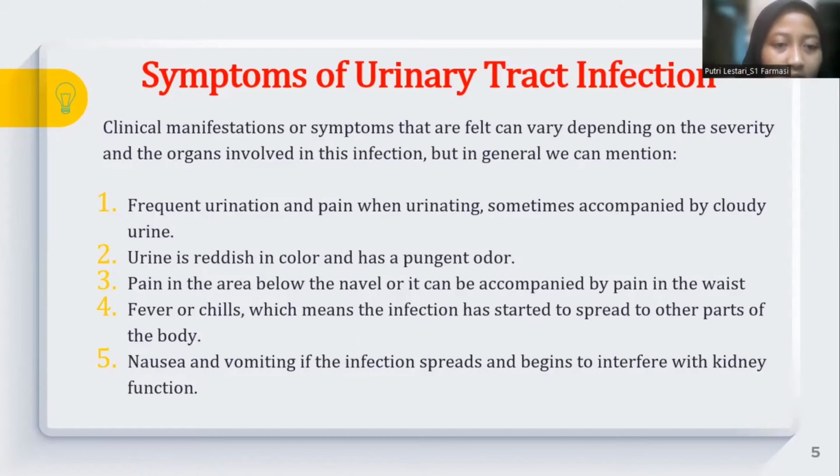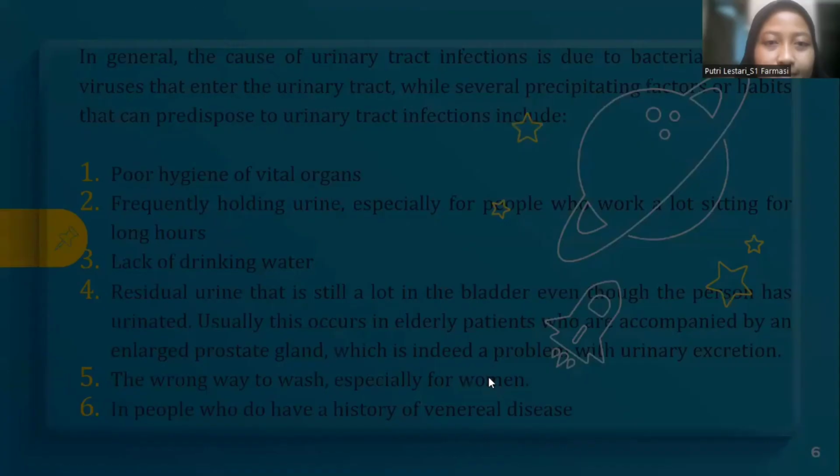3. Pain in the area below the navel, or it can be accompanied by pain in the back. 4. Fever or chills, which means the infection has started to spread to other parts of the body. 5. Nausea and vomiting if the infection spreads and begins to interfere with kidney function.